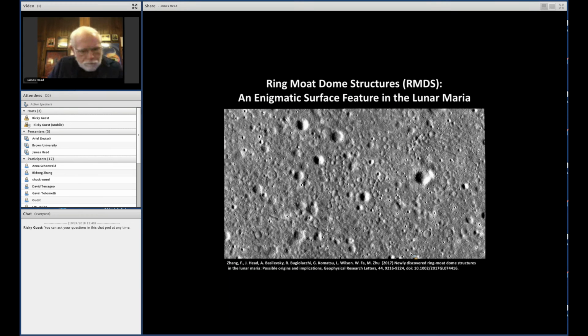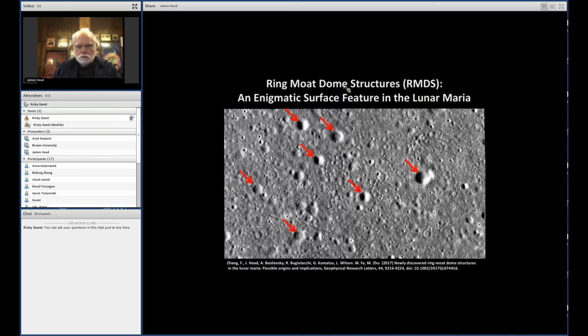So Feng Zhang at Macau University of Science and Technology also reported recently something Pete Schultz had noted decades ago, but I completely missed these things. One of my jobs in Apollo was to look at landing sites on the lunar maria. I can't tell you how many craters I looked at. I never saw these things. Partly that's because of the illumination geometry, but of course Pete saw them, and they've been documented in these new data. So here's a picture of the maria.